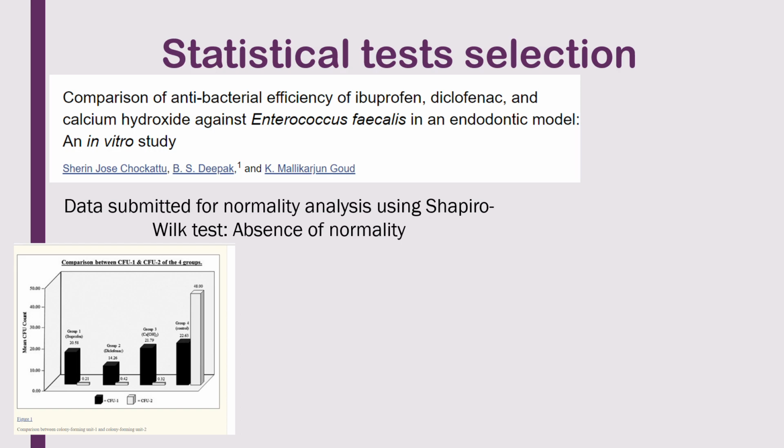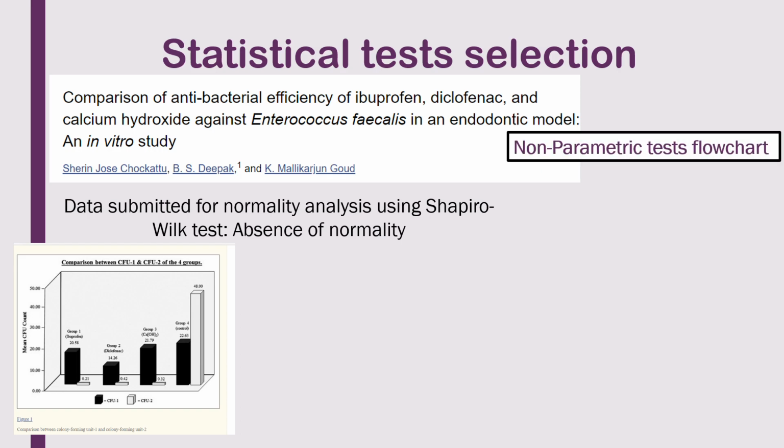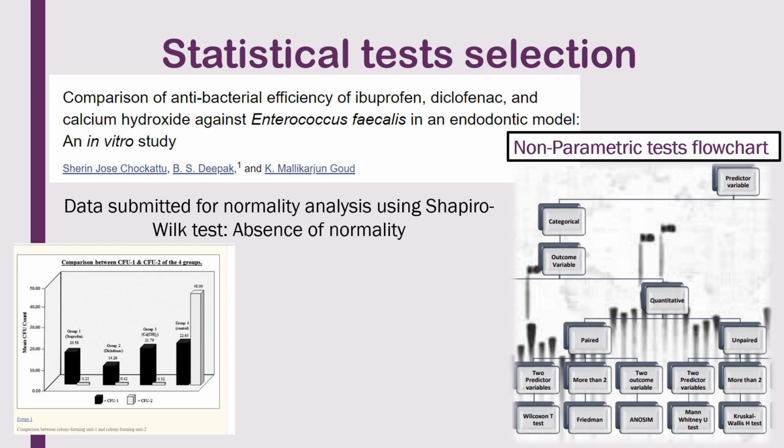of our talk. If you take a look at the figures, you will be able to identify 4 of the criteria, and for the 5th criterion, the authors mention that normality was absent. So this time we will go to our non-parametric test flowchart. We are comparing, as we see in the figure, 4 types of intracanal medicaments. So our predictor variable is categorical, and we are aiming to measure the CFU. So it is a quantitative dependent variable.